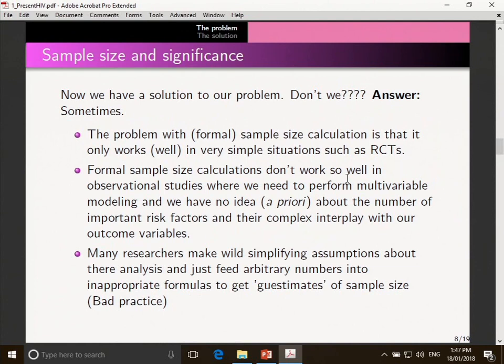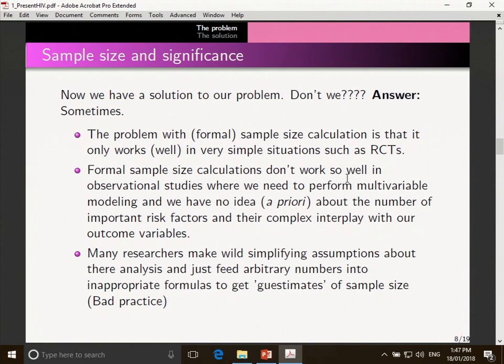The problem with formal sample size calculation, and I'm talking about those little Greek letter formulas that we see and that we hate, is they only really work well in quite simple situations. For example, randomized control trials. That is an analysis that can be done using simple bivariate methods. As soon as we start going to observational cohort studies, where we need multivariable modelling and there's a complex interplay between all our predictors, there's confounding, effect modification, there's all sorts of horrible things going on.